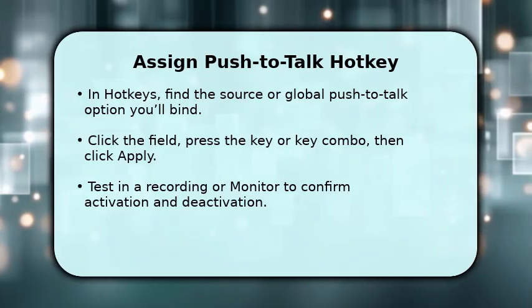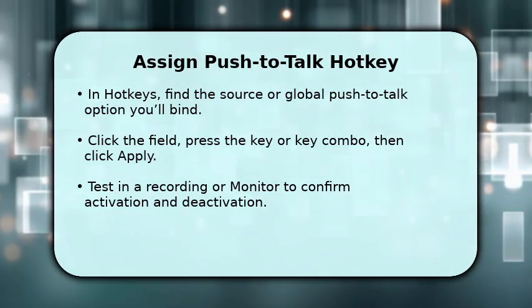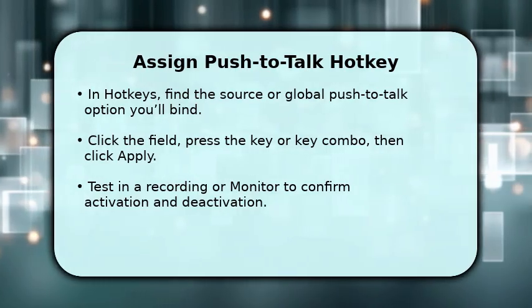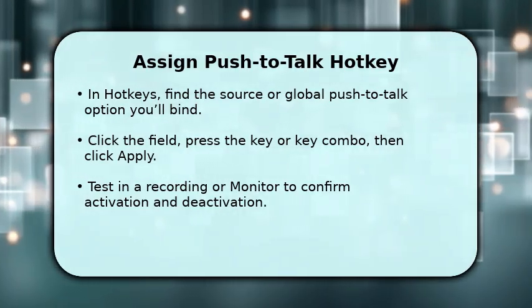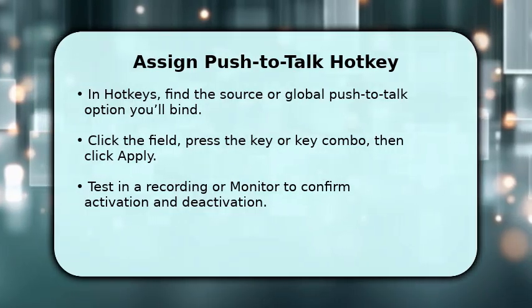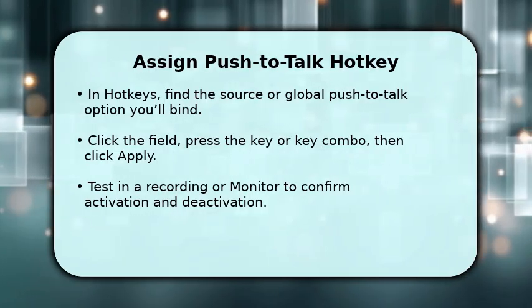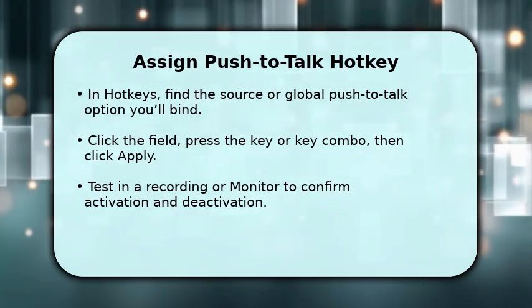In hotkeys, locate the push-to-talk action for your microphone input or global mute/unmute control. This determines whether the whole output or just one source is gated. Click the hotkey field and press your chosen key or combination. Choose something comfortable and unlikely to be pressed accidentally. Then click Apply to save.